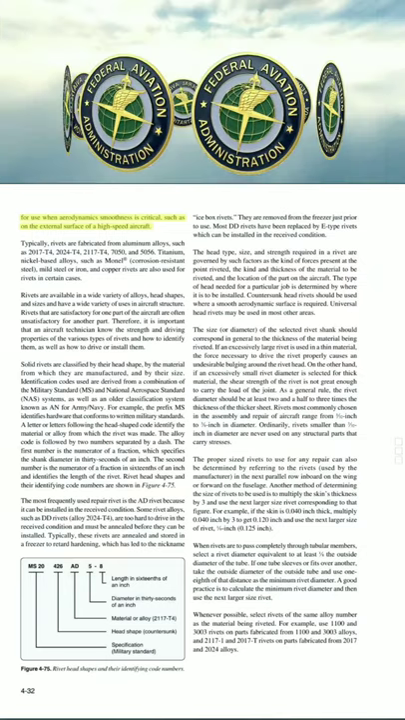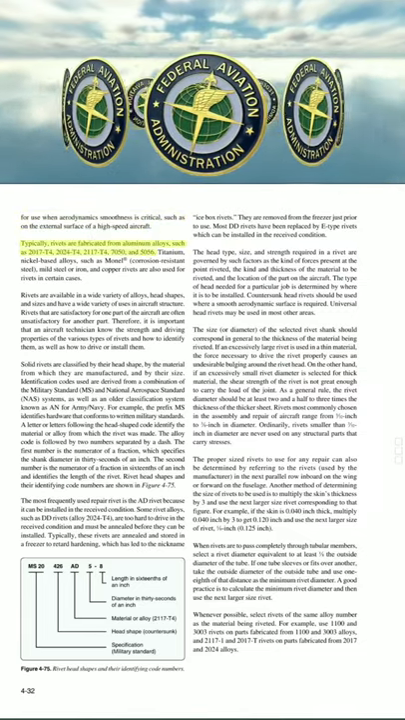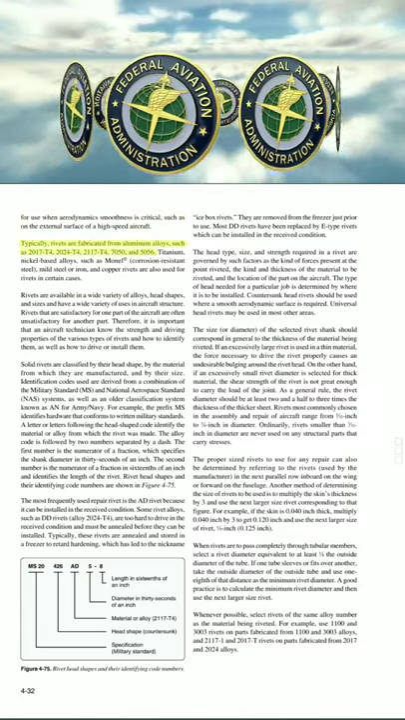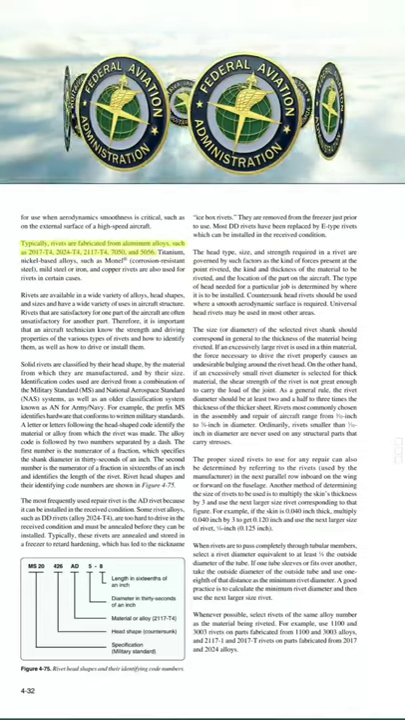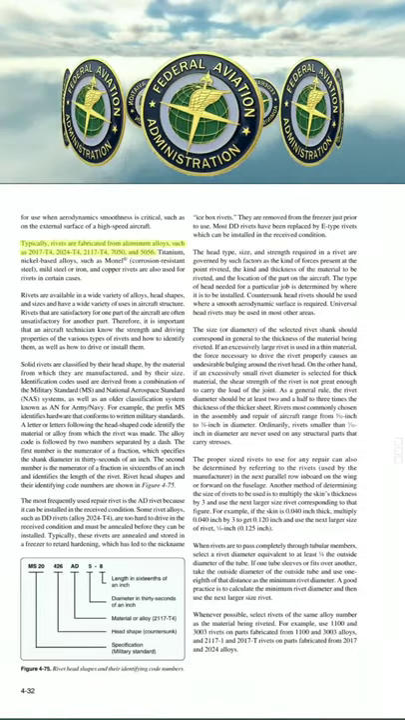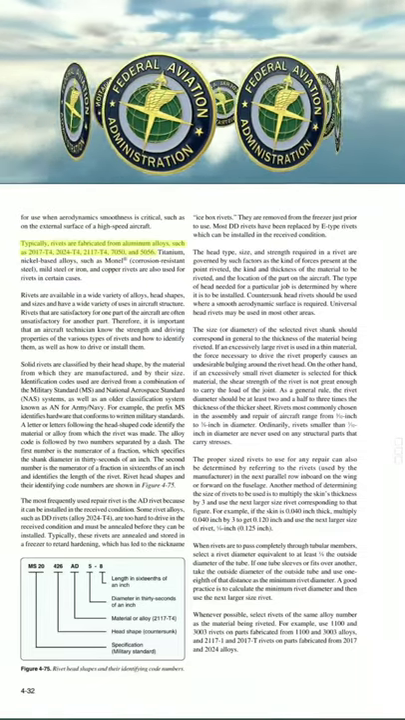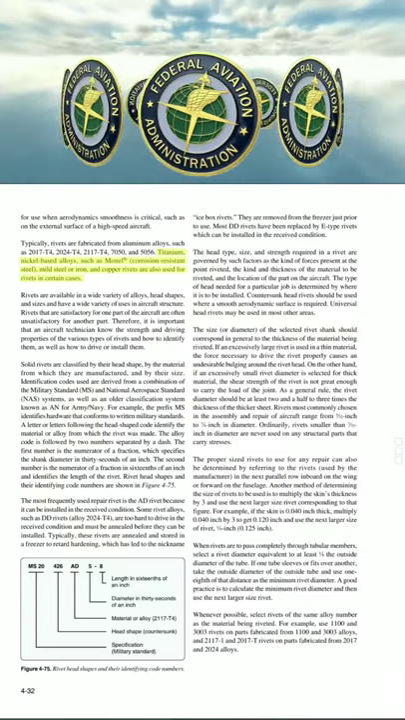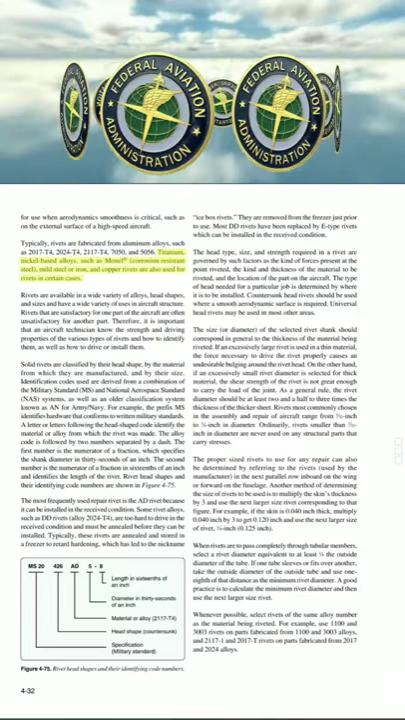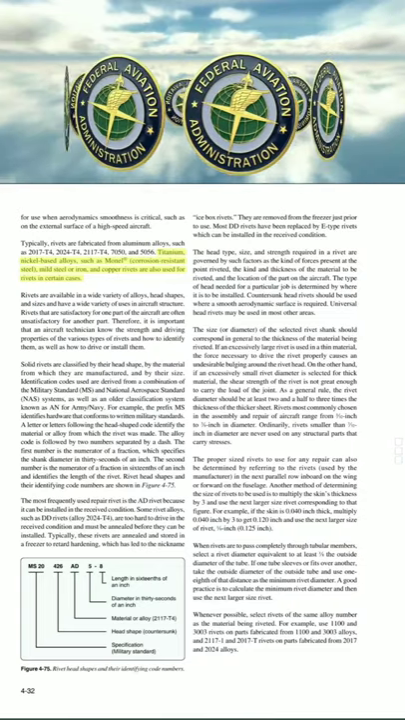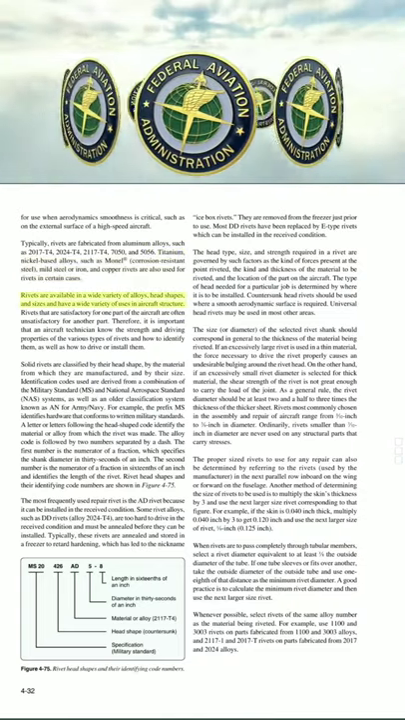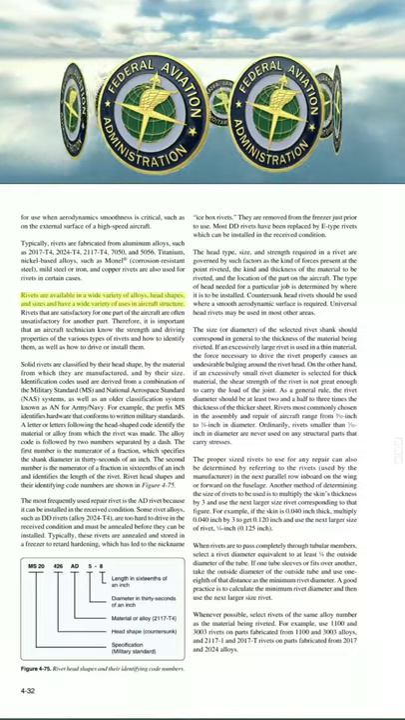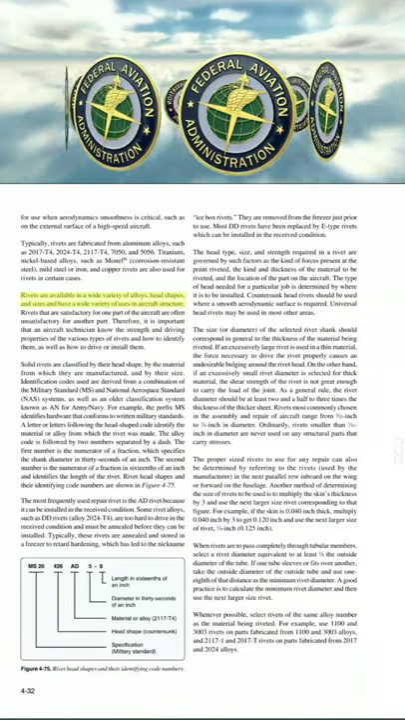external surface of a high-speed aircraft. Typically, rivets are fabricated from aluminum alloys, such as 2017T4, 2024T4, 2117T4, 7050, and 5056. Titanium, nickel-based alloys, such as Monel, corrosion-resistant steel, mild steel or iron, and copper rivets are also used in certain cases. Rivets are available in a wide variety of alloys, head shapes, and sizes and have a wide variety of uses in aircraft structure.